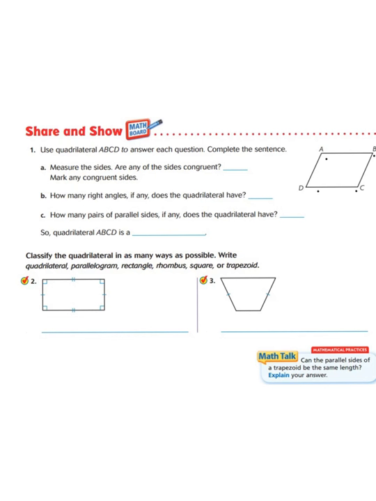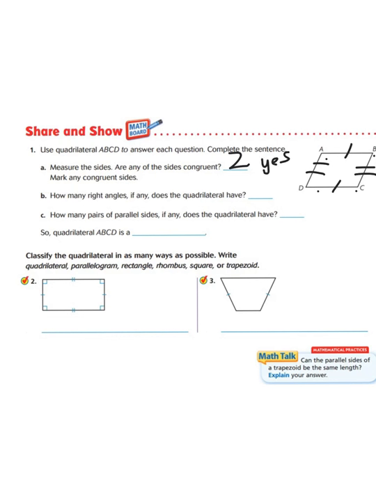Complete the sentence. So, are any of the sides congruent? Well, based upon the type of quadrilateral it is, we know that this side and this side are the same length, and this side and this side are the same length, or congruent. So we do know that there are 2 sets of sides that are congruent, or yes.